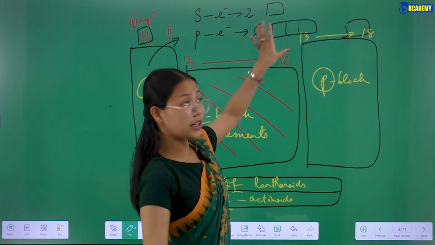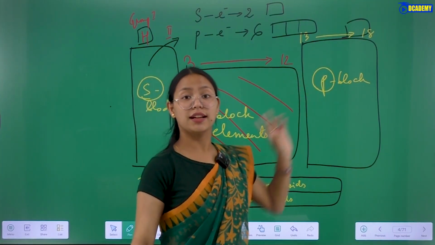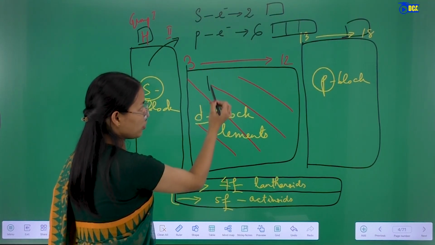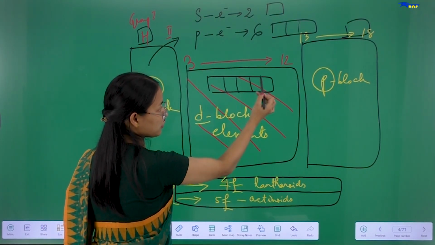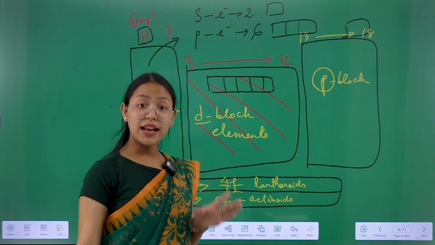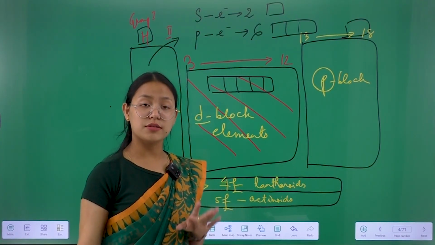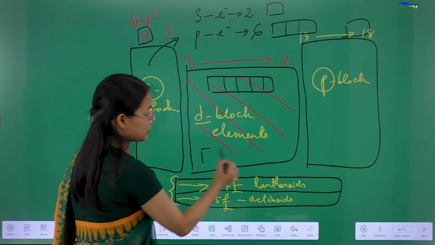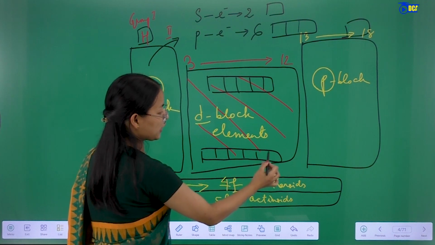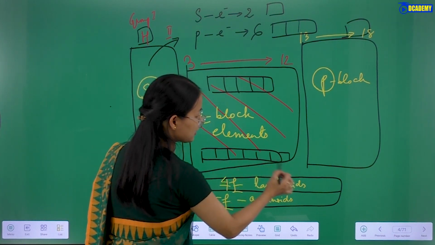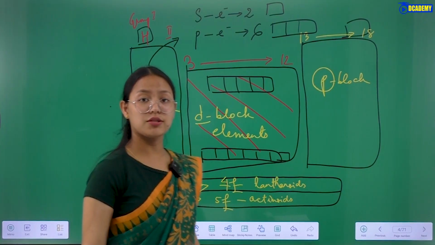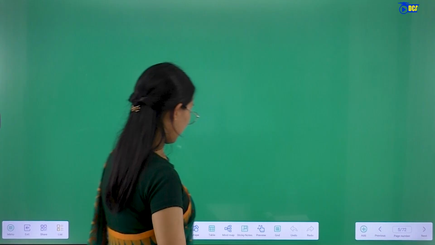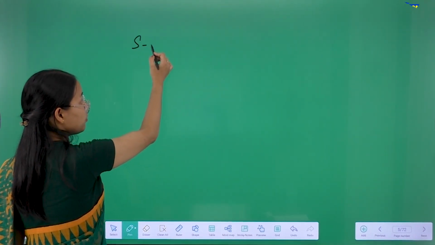That means each cell can hold 2 electrons, so 3 cells can hold 6 electrons. For the d orbital, it consists of 5 orbitals, so the maximum is 10 electrons. Then the f orbital has 7 orbitals, 1 2 3 4 5 6 7, so it can have 14 electrons. So let me write here the s block.